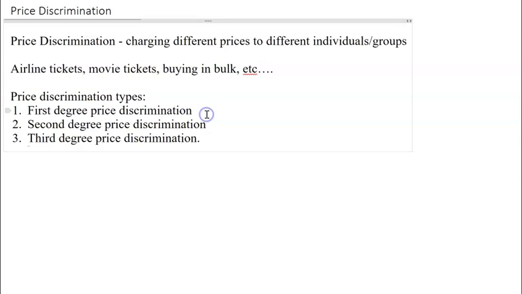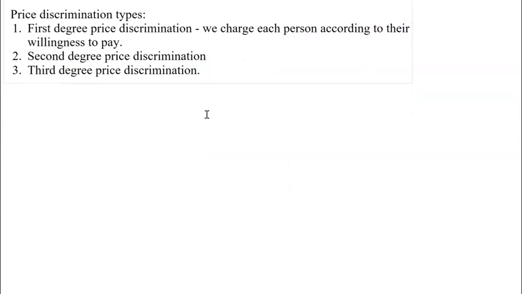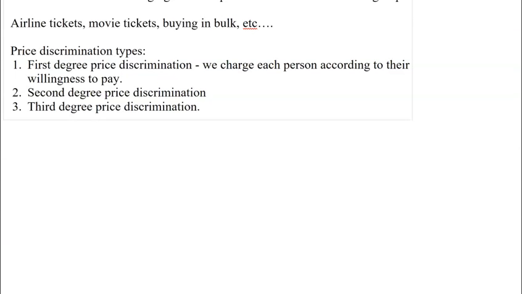First degree price discrimination is when we charge each person according to their willingness to pay. So let's look at a supply and demand curve, then we can understand what's going on. Usually price discrimination is more prevalent with a larger firm or a firm that has some level of control over a market. If it's a perfectly competitive firm, they don't have the ability to conduct price discrimination.